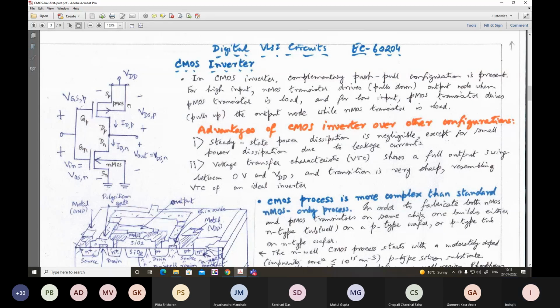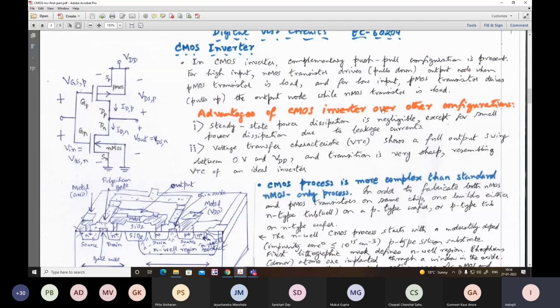So in the CMOS inverter, that means complementary metal oxide semiconductor inverter, the complementary push-pull configuration is evident. For high input, the NMOS transistor drives or pulls down the output node while the PMOS transistor is the load, and for low input voltages, the PMOS transistor drives the output node while the NMOS transistor behaves like the load. What are the advantages of the CMOS inverter over the other configurations?